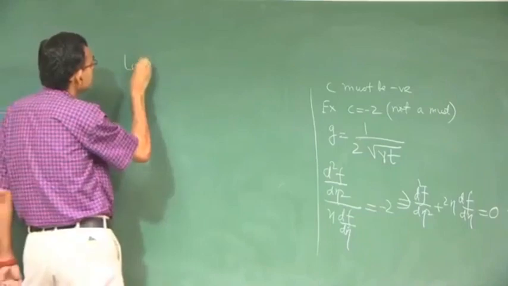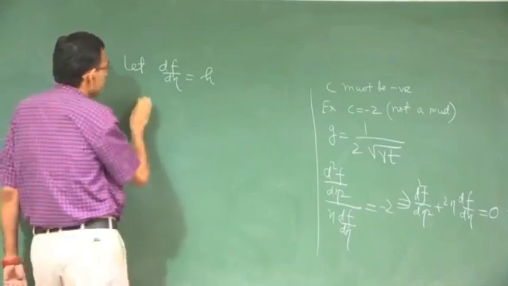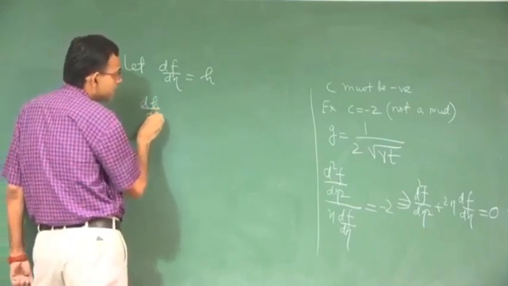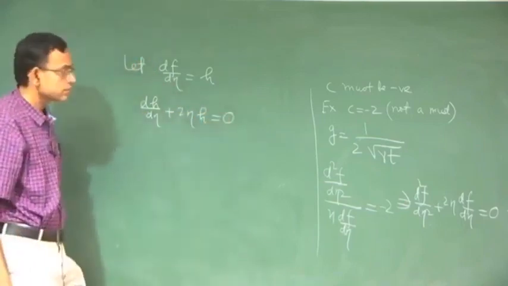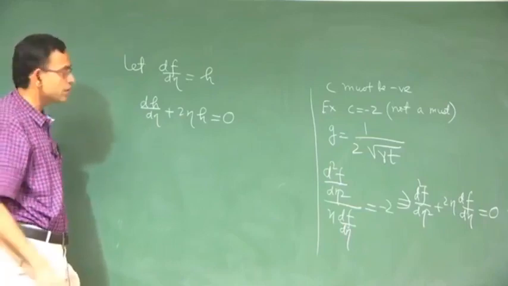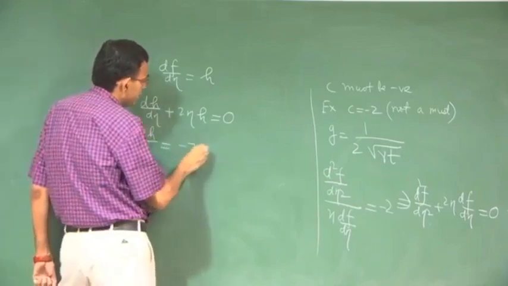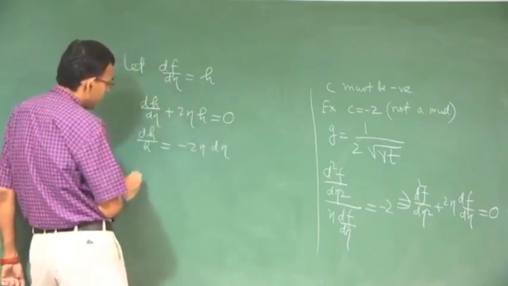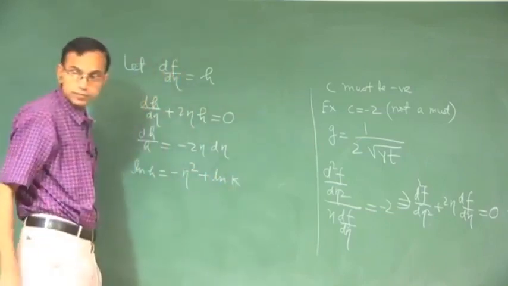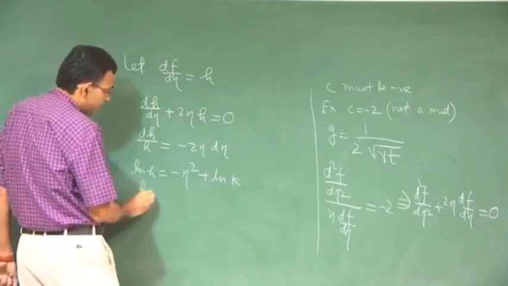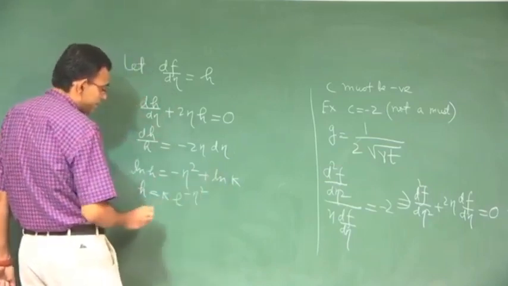So, let df d eta is equal to h. So, you have dh d eta plus 2 eta h is equal to 0. So, you have dh by h is equal to minus 2 eta d eta. So, ln h is equal to minus eta square plus ln k. Okay. So, h is equal to k into e to the power minus eta square.